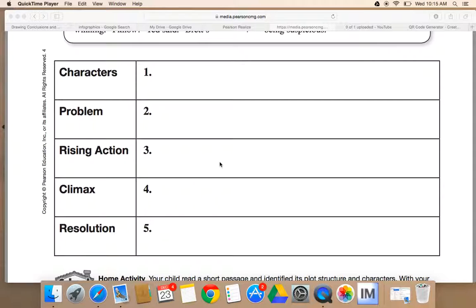What's the rising action? What keeps building up? What's the turning point in the story? Turning point is also like the most suspenseful part where you cannot put the story down. You have to figure out what's going to happen next. And the resolution is how the story ends. How did they solve who's winning the water bottle racing contest?